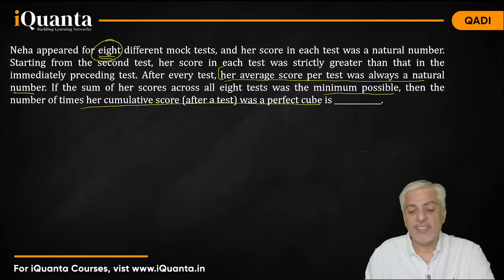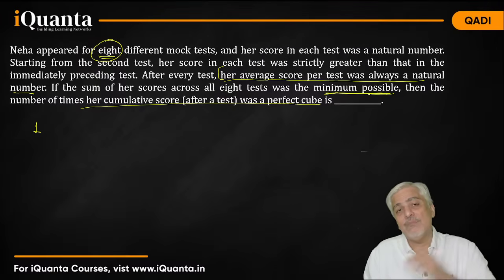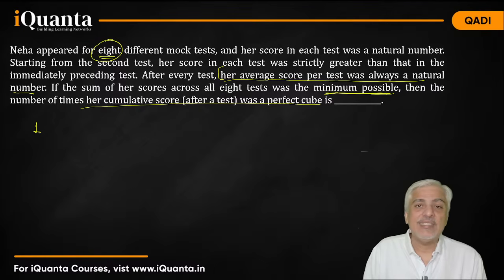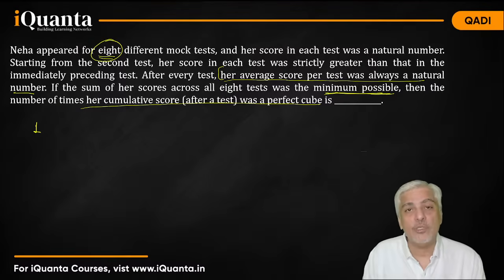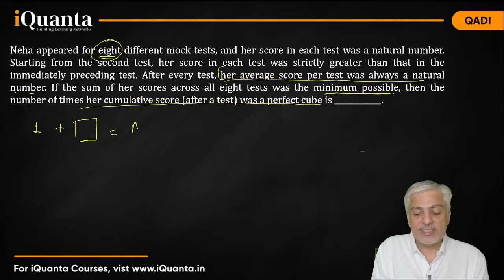Okay, a lot of people have started paying attention. Suppose I assume that in the first test she has got 1, because I want it to be the minimum possible. Now, I need to add a number which is greater than 1, and I also need a number such that the answer has to be a multiple of 2. Why a multiple of 2? Because the average is also a natural number. So, I need to add something to this such that the answer is a multiple of 2.